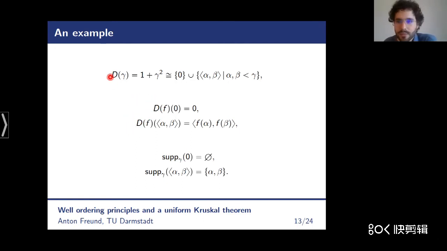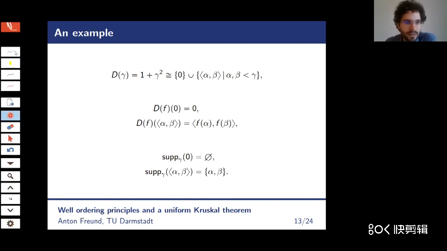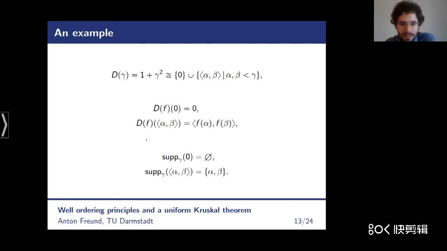This is because D is supposed to be a functor, so it acts not only on objects, but also on morphisms, and here you have the two clauses for this. But what I do want to point out is these support functions here. So the support of gamma, once again, it should take elements of D gamma as input, and it should give finite subsets of gamma as output.